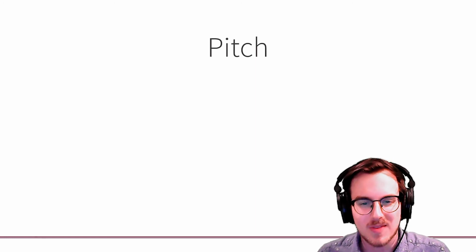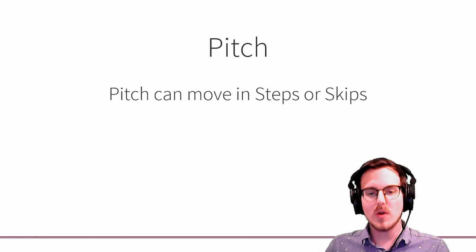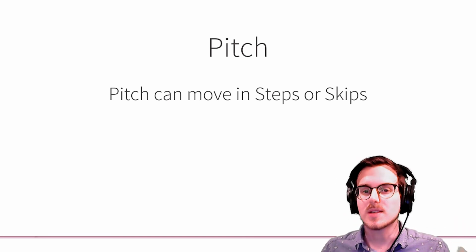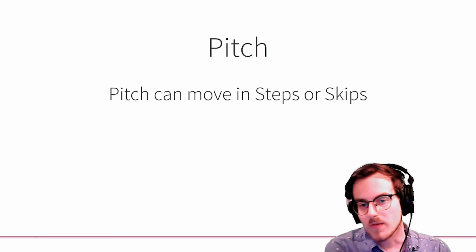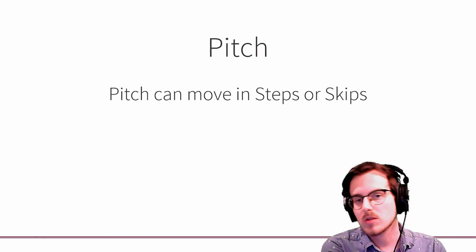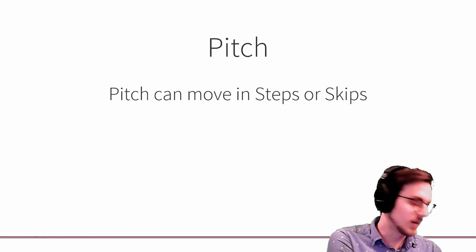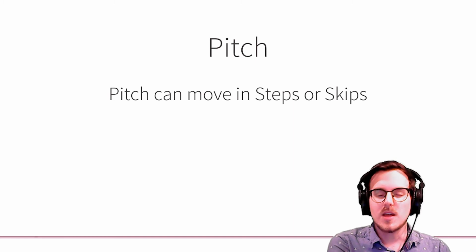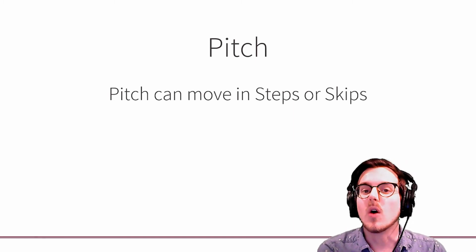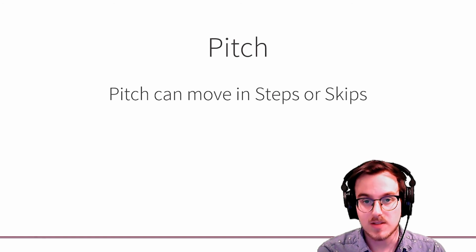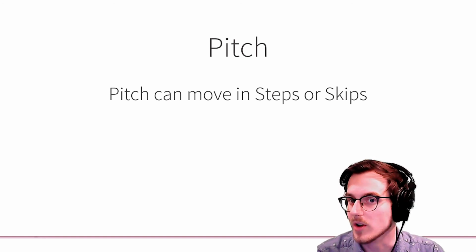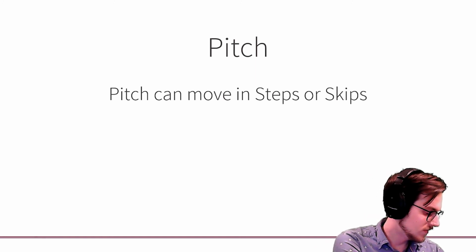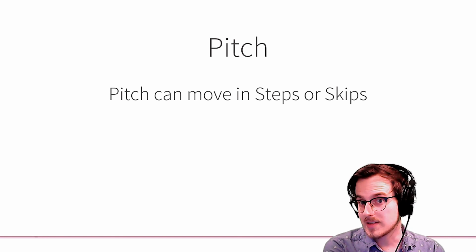Let's talk about pitch. The important thing in a melody is that it's moving, right? And it can move in either steps or skips. When we talk about a pitch moving in steps, it's moving from one note to the next note in a scale. So something like this. Those would be steps. And skips are just what they sound like, right? We're skipping over notes. And this doesn't have to be any specific distance. It's just more than one note distance, right? So something like this has a lot of skips in it, right?